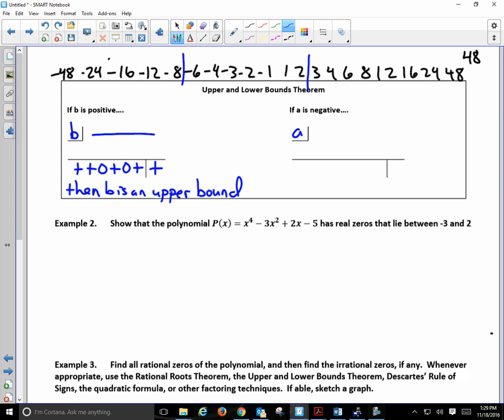If a is negative, then a might be a lower bound. It's a lower bound if positive, negative, positive, 0, positive, negative, positive. If it switches sign, and 0 counts as a sign change, then a is a lower bound.